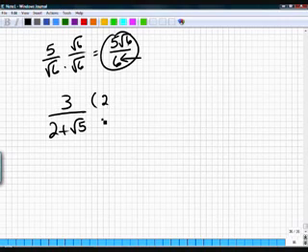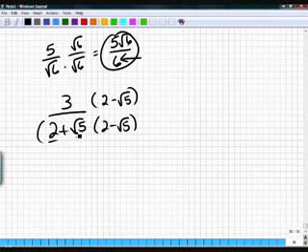Not 2 plus, 2 minus. If you have a binomial, and when I say binomial, there's 2 terms on the bottom, you multiply by the conjugate. The reason we didn't have to do that there is because we had a single term. We'll just multiply by the square root of 6.